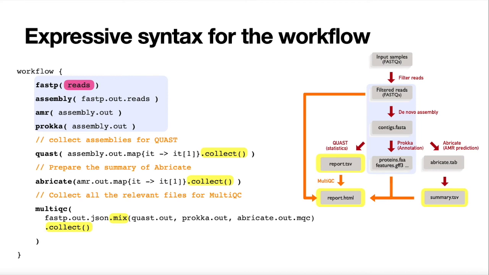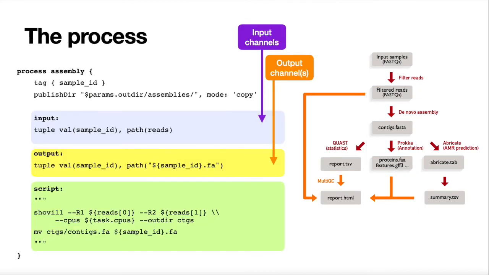Let's see a single module, a single task. So this is, as I said, similar to a Snakemake rule. This is the assembly process. There is an input section, an output section, and a script section. Now, every line in the input section is an input channel, and the process will create as many output channels as the lines in the output section. This is one input channel and one output channel. So we take an input channel with a sample ID and the actual reads, and the output will be a sample ID again and the assembly.